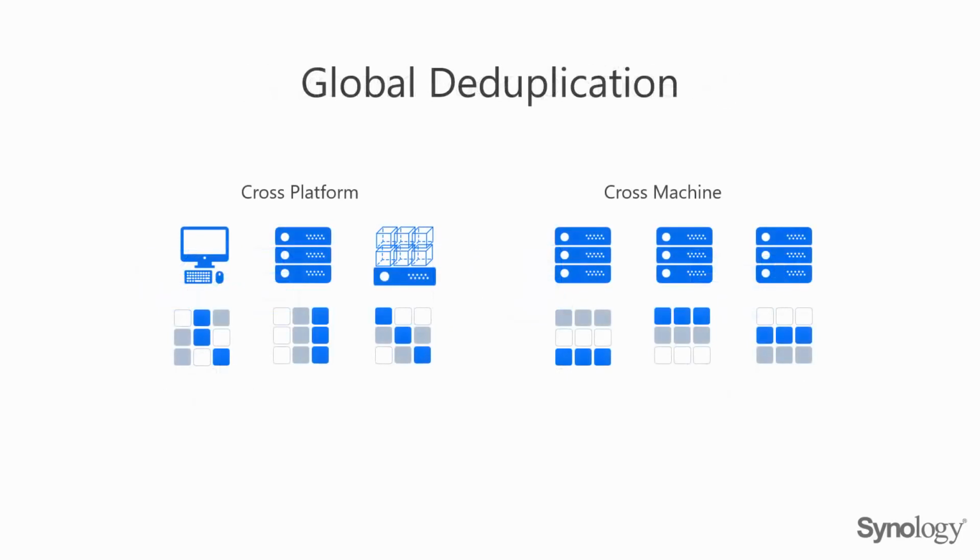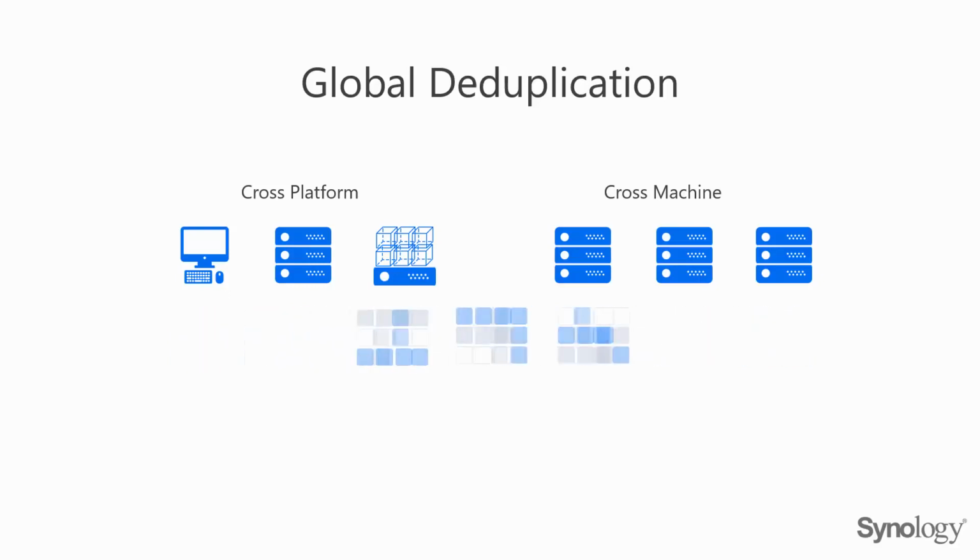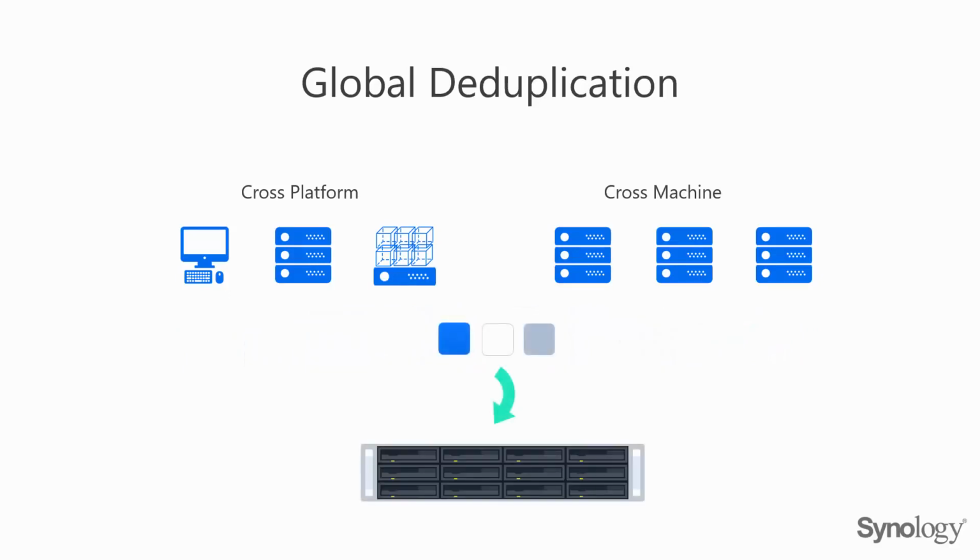First, global deduplication. This is a cross-platform, cross-machine solution. What we mean by that is that data from your workstations, desktops, laptops, servers, VMs, virtual servers, it's all going to be deduplicated together. So we'll look at all the blocks that make up data across all of your devices, identify how many unique blocks exist within that spectrum, and then we'll back up one copy of each of those unique blocks, along with instructions to rebuild all of your data in its entirety. This saves a tremendous amount of space.